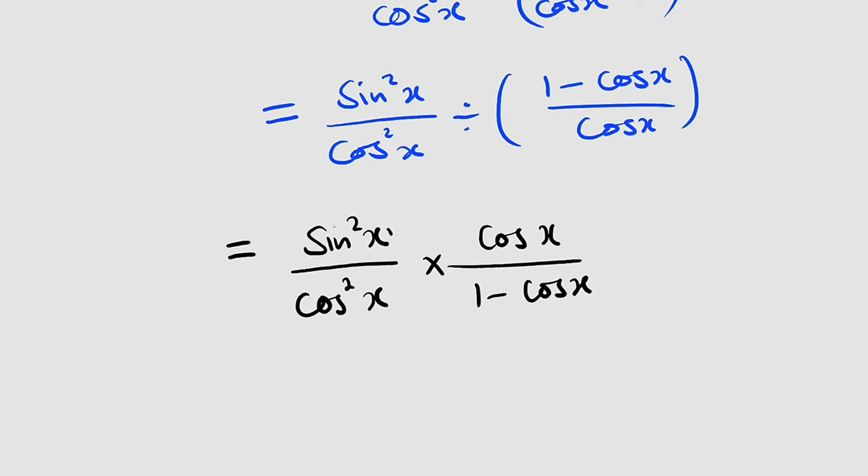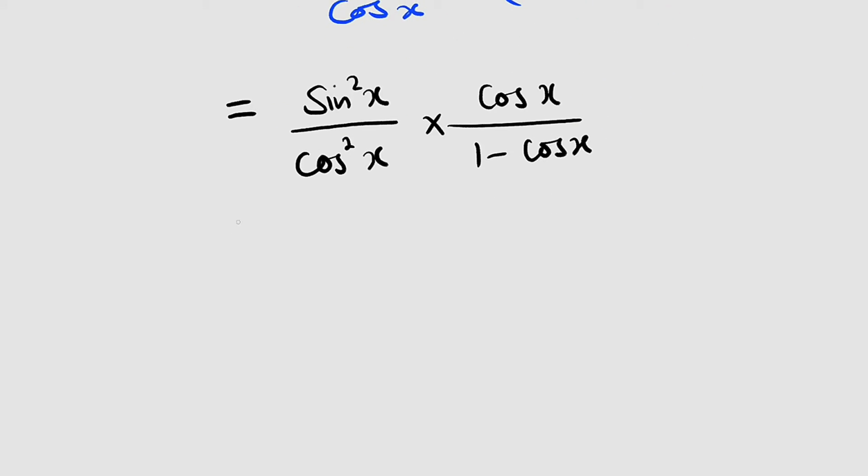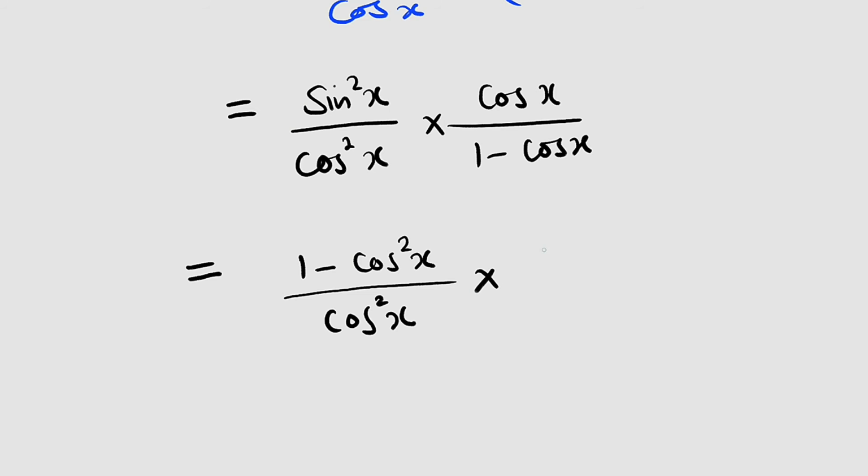Why don't we just transform this in terms of cosine squared x? Remember, sine squared x plus cosine squared x is equal to 1. Therefore, sine squared x will be equal to 1 minus cosine squared x, right? So we say that this is 1 minus cosine squared x divided by cosine squared x, multiplied by cos x divided by 1 minus cos x.